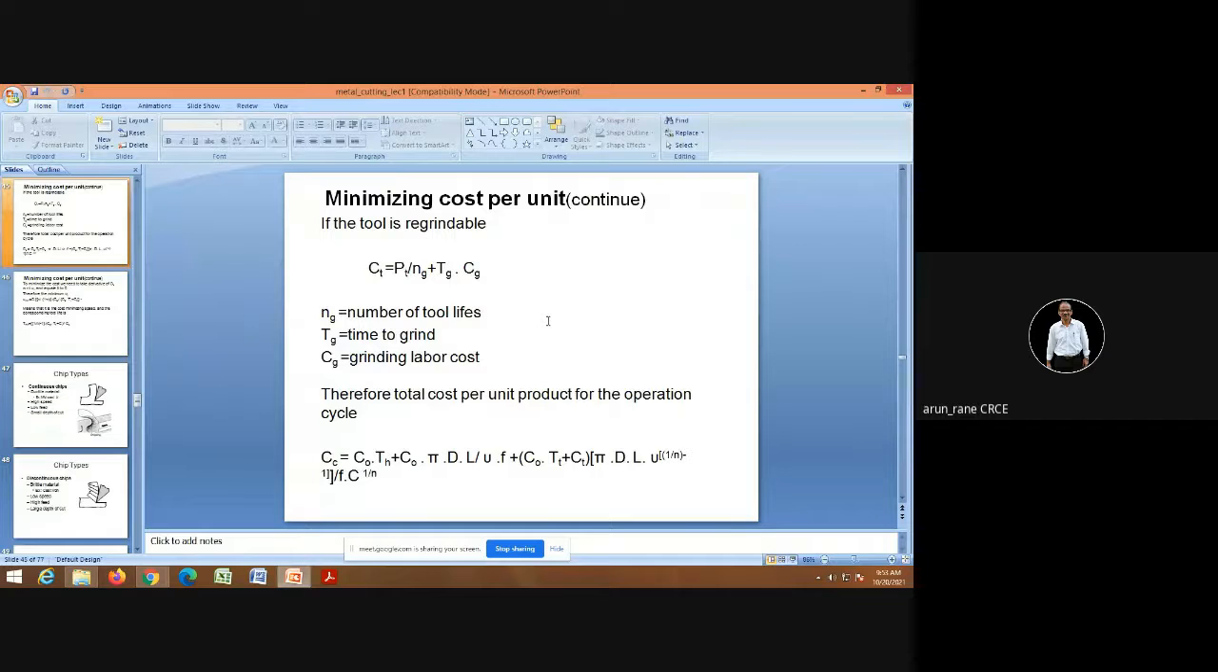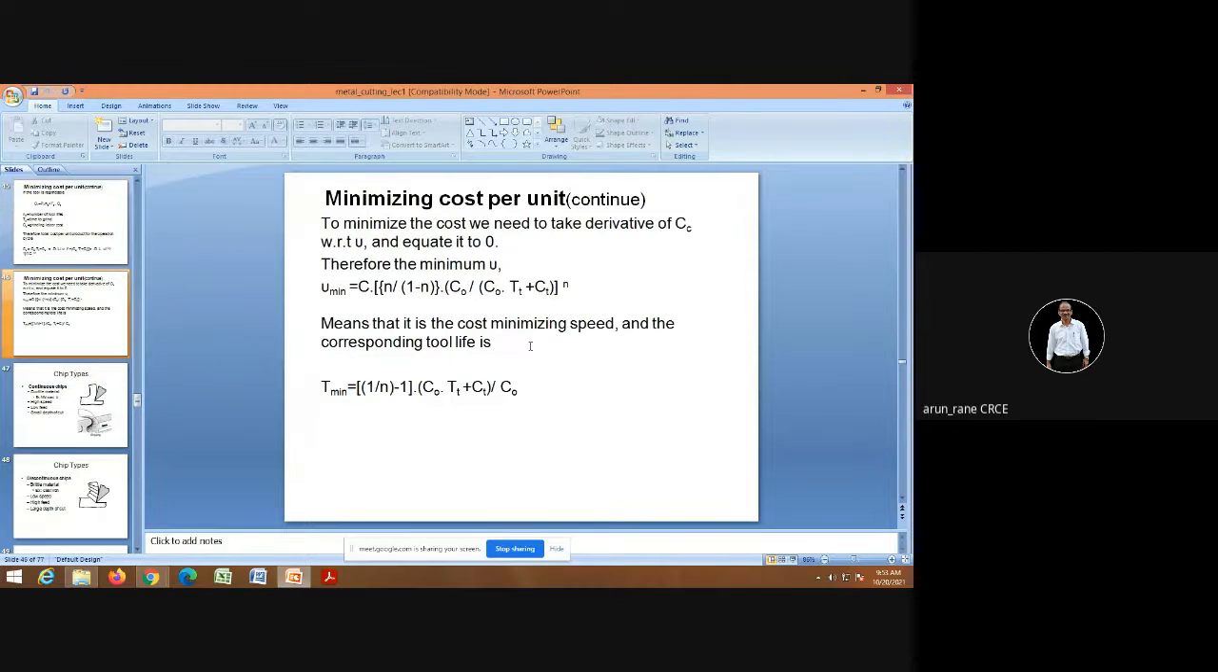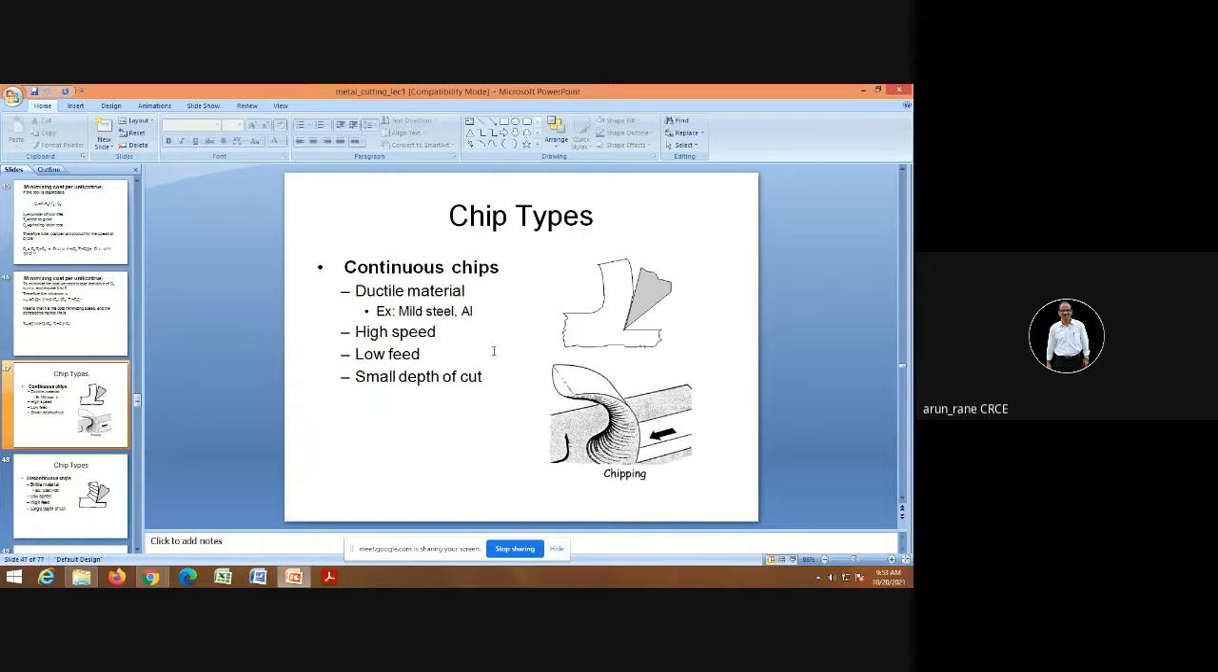So your production rate should be maximum and your cost should be minimum. Again, there are some formulas to calculate the cost. Then the third important question: first I told you to sketch and label the different angles, then what is orthogonal and what is oblique cutting, and third, what are the different types of chips. This is again for 2 marks.